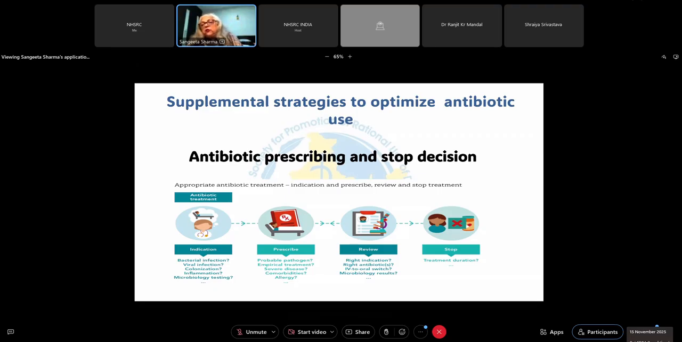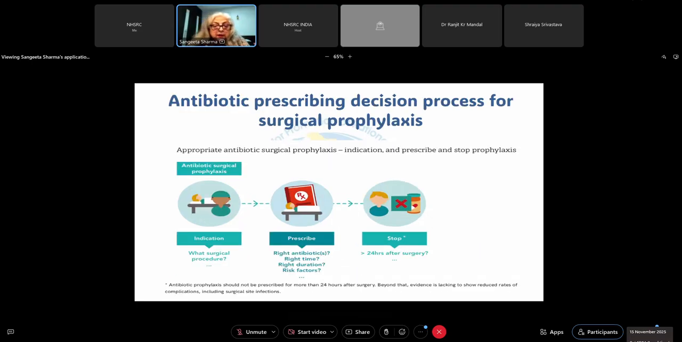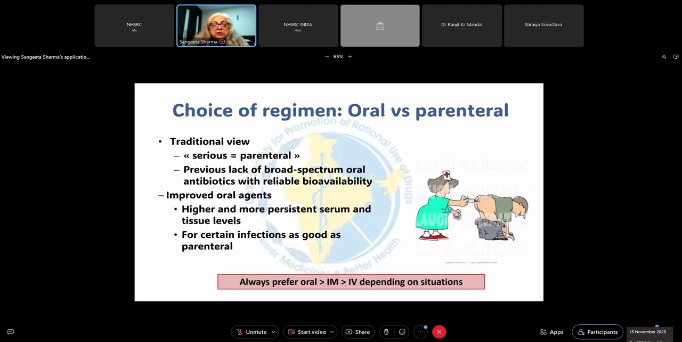it to give it for such and such duration. So stop duration is important. Then whether you go for oral antibiotics or parenteral antibiotics. Unfortunately, the belief is that the parenteral antibiotics are stronger, and the sick patient needs the parenteral antibiotic only. This was true when we did not have good oral antibiotics available.